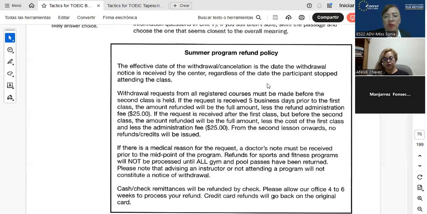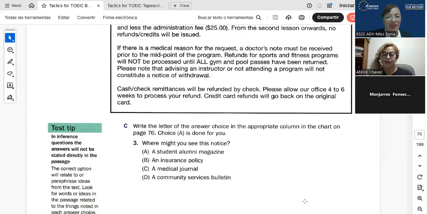The refunds for sports and fitness programs, no? Because they are longer. They are processed until all gym and pool passes have been refunded. So this will be the longest part. So for all sports and fitness programs. Sorry, Angie, you are a very sporty person.